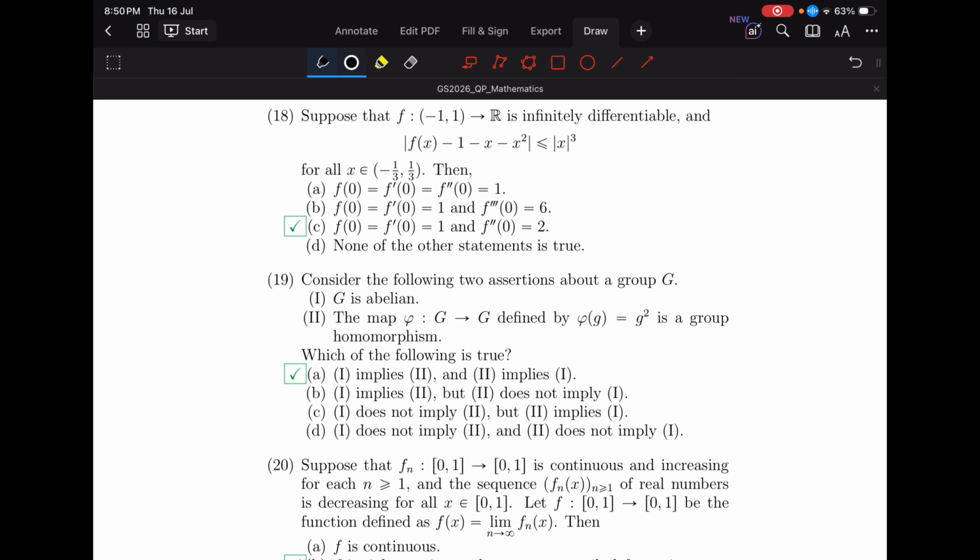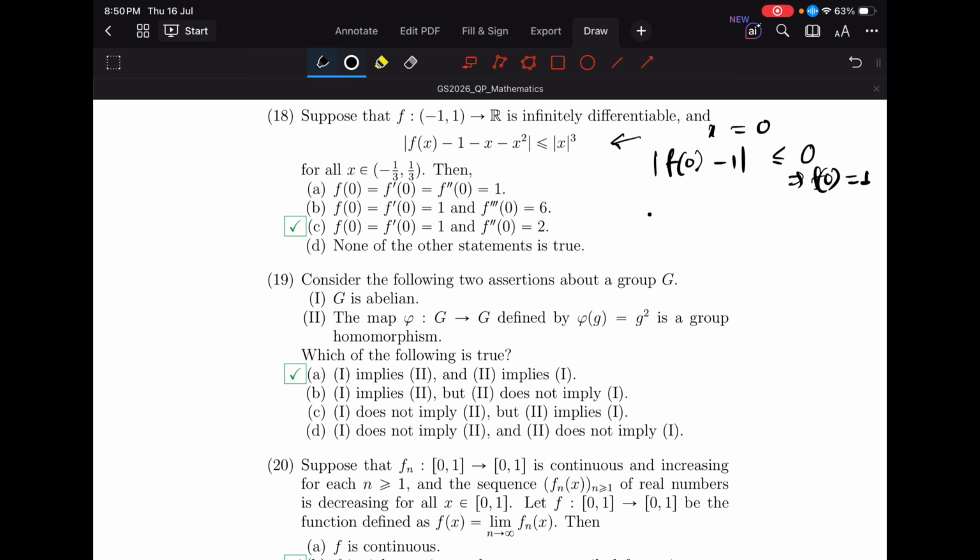Okay, so suppose that f from -1, 1 to R is infinitely differentiable, and |f of x minus 1 minus x square| is less than or equal to |x| cube. So you have to find f of 0, f prime of 0, and so on. Just put x equal to 0 in this equation. We have |f of 0 minus 1| less than or equal to 0, so that will imply f of 0 equals 1.